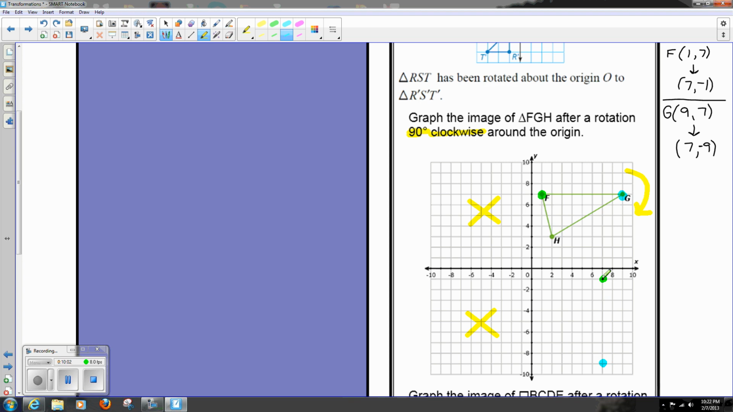And that's starting to make sense. You see this line that would be formed between the green and the blue dots was this line up here, and it's rotated 90 degrees. So let's do the last point, point H.